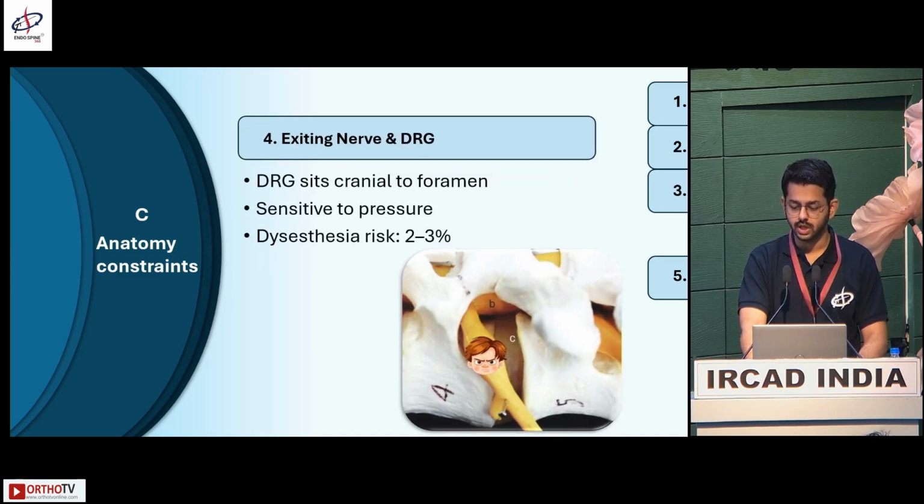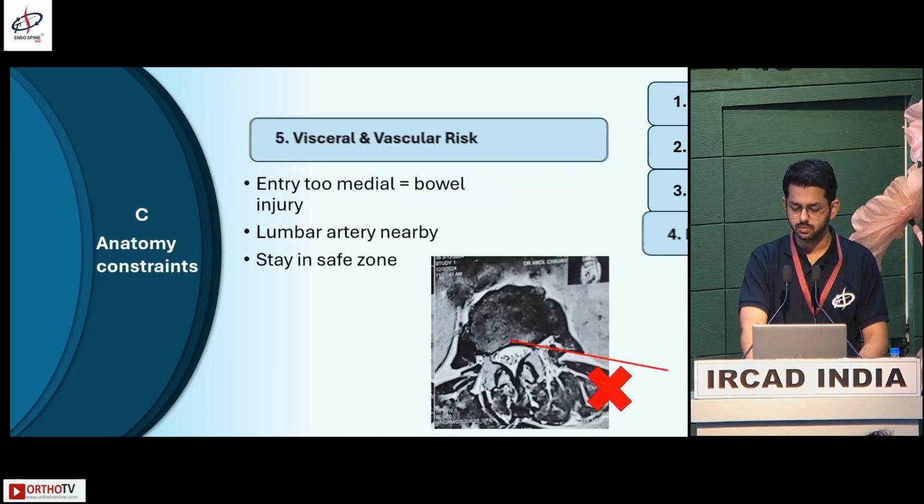The dorsal root ganglion of the exiting nerve is highly sensitive and just cranial to your entry point. Pressure, thermal injury, and drilling near it can cause post-op dysesthesia, often burning or electric pain. Para-PSLD helps avoid this by docking medially, sparing the DRG from direct trauma.